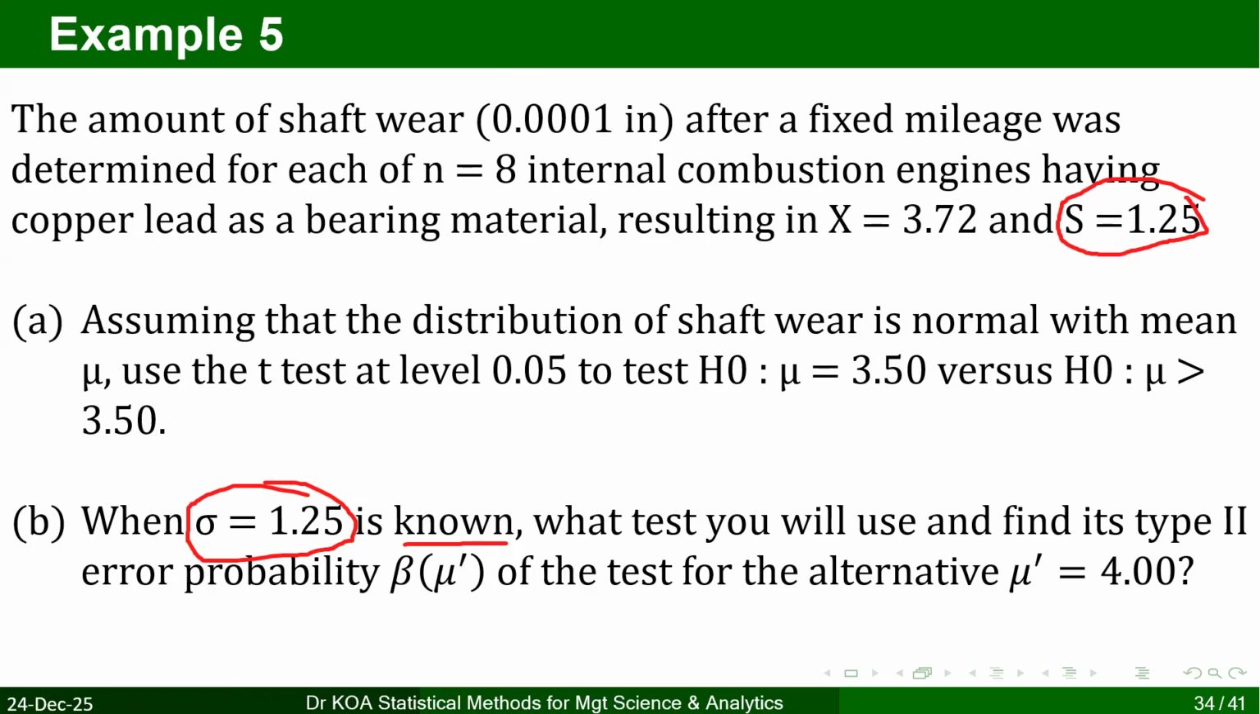What test would you use? And find its type 2 error probability of the test for the alternative mu being 4. So first of all, we know that whatever we are going to use, what? A z-test, because the sigma is known.